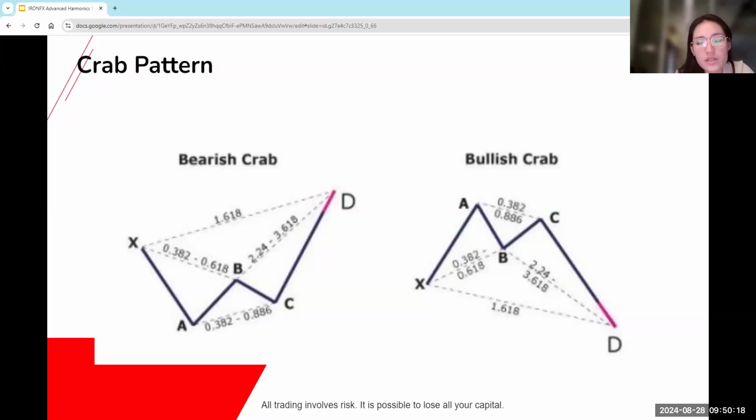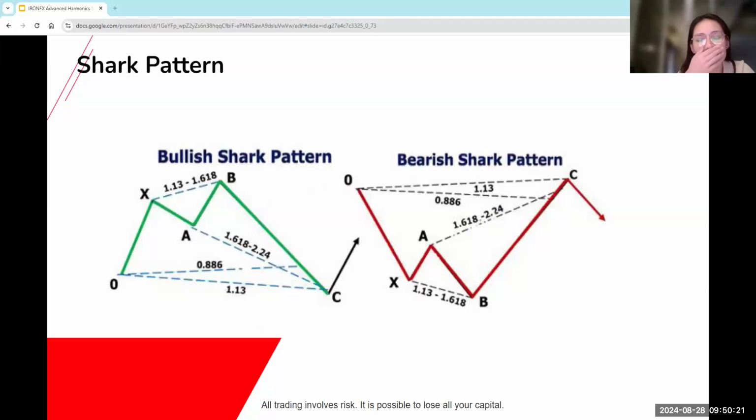Okay, next let's look at the shark pattern. This pattern is relatively new, also introduced by Scott Carney. This pattern is unique because it doesn't follow that traditional XABCD structure that we've seen in the other harmonic patterns. Instead, it uses a 5-point structure that's labeled OXABC. It's known for its sharp price movements and the ability to identify potential reversal zones before the final point of traditional patterns.